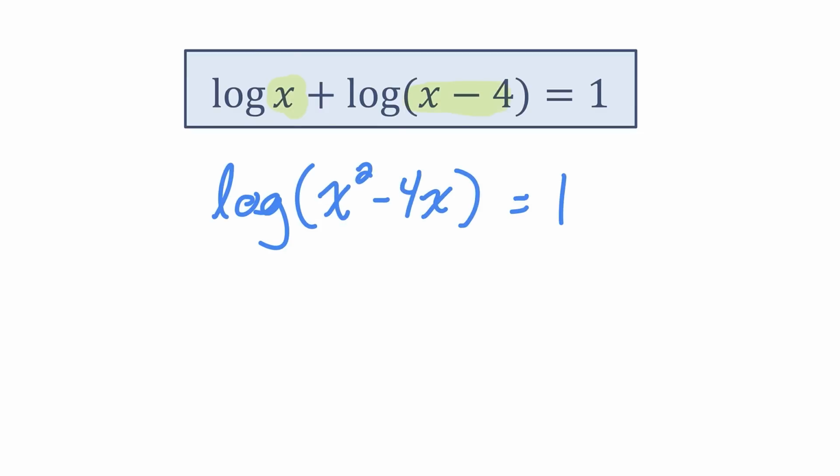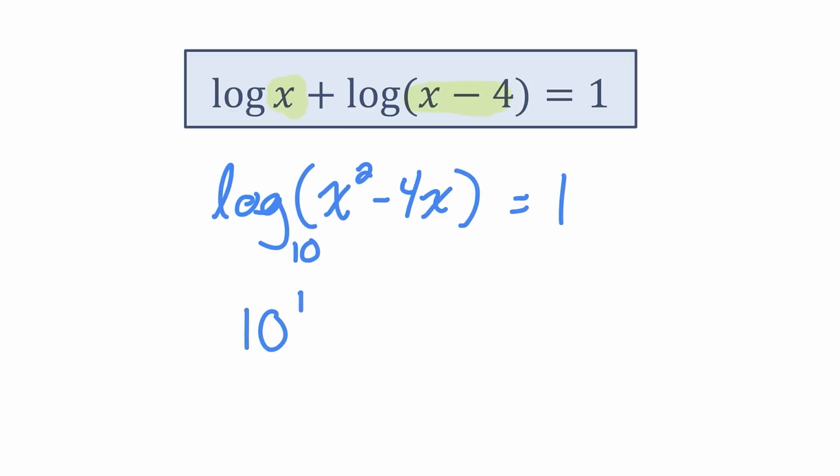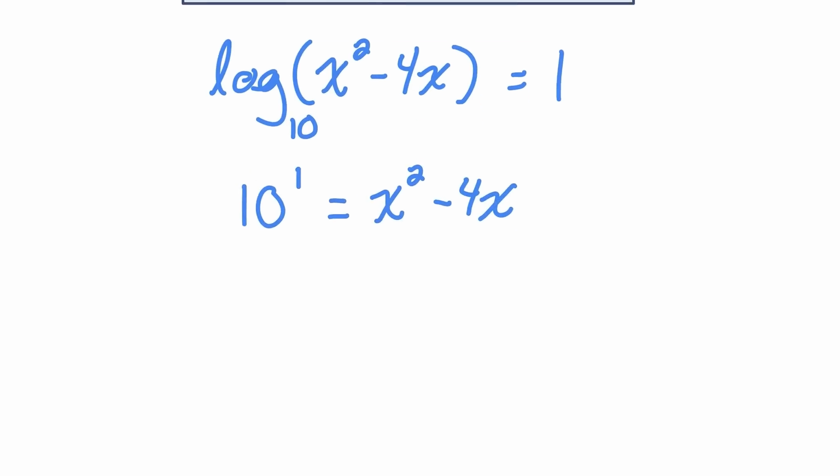Now this logarithm is the common logarithm. If we don't see a base, it's 10. A logarithmic expression is a way of getting the exponent, 1, that goes on the base of the logarithm, 10, to make it equal to the argument. So I could rewrite this in exponential form as 10 to the power of 1 equals x squared minus 4x.